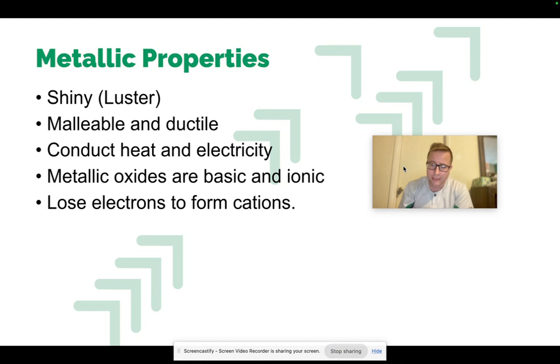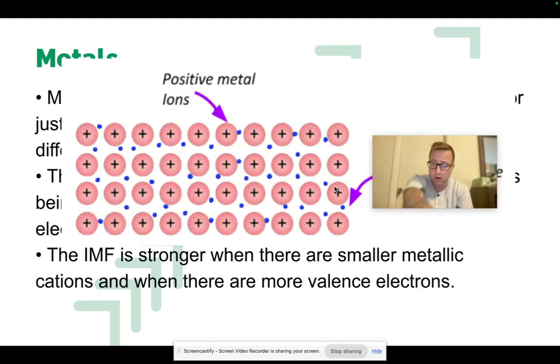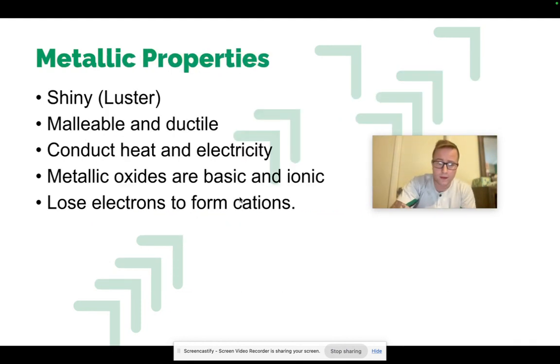It conducts heat and electricity. This is because of my flow of electrons, okay? These electrons allow electricity, which is just electrons, to flow. Metallic oxides are basic and ionic, okay? So when you attach a metal to oxygen, so magnesium oxide or sodium oxide or what else I've talked about? Barium oxide. Any oxide that is made with a metal is basic and ionic. Okay? They lose electrons to form cations. So metals like to lose electrons. They let them go very easily.